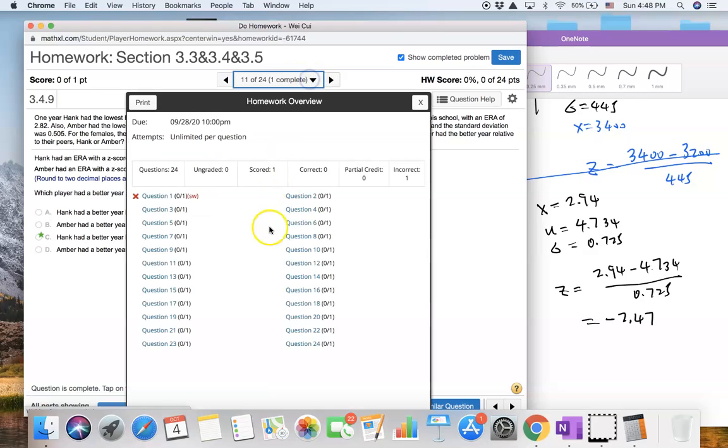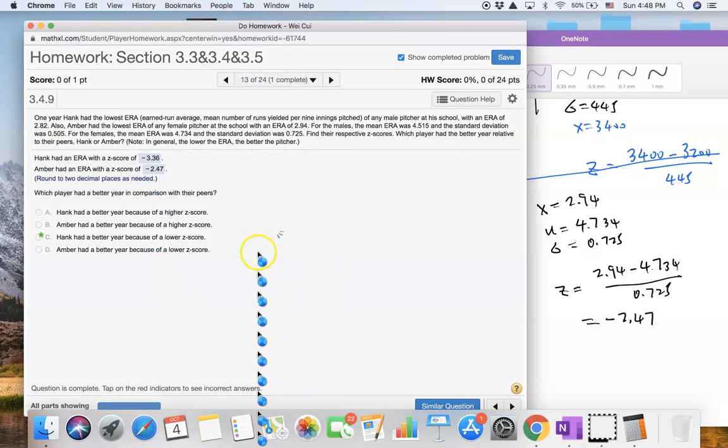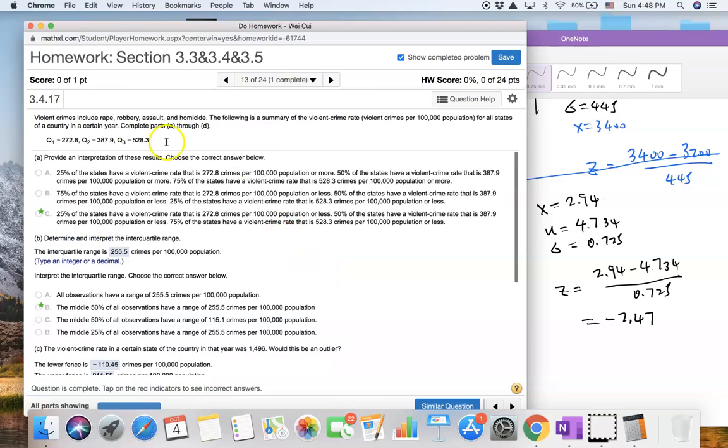Okay. So next one, number 13. Violent crimes include rape, robbery, assault, and homicide. The following is a summary of the violent crime rate, which indicates the violent crimes per 100,000 population for all states of a country in a certain year. Okay, we're given the first quartile, the median, the third quartile.